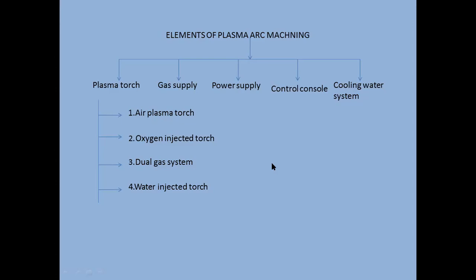Okay, so these have to be coordinated individually and together. So, coming to types of torches, based on the type of gas or medium we are using, we have four kinds. One is the air plasma torch, oxygen injected torch, dual gas system, and water injected torch. What is the significance, or what is the difference between them? We'll see in the further session.